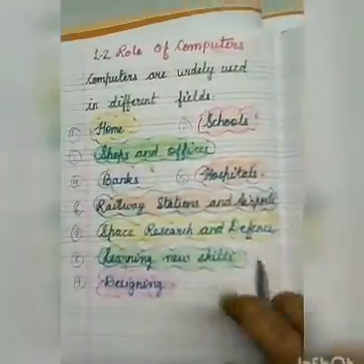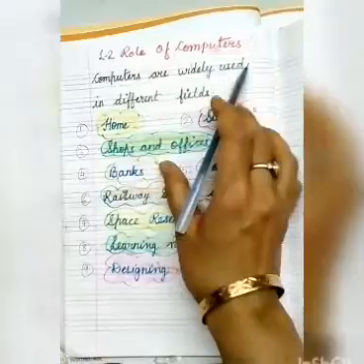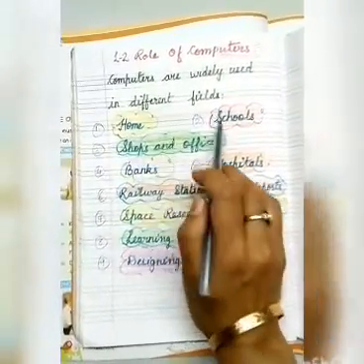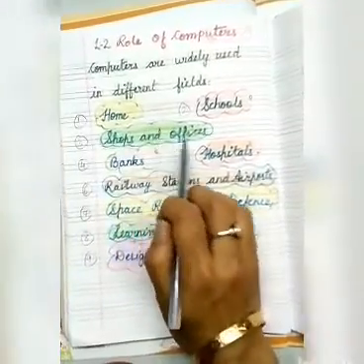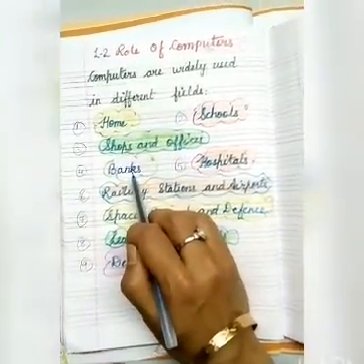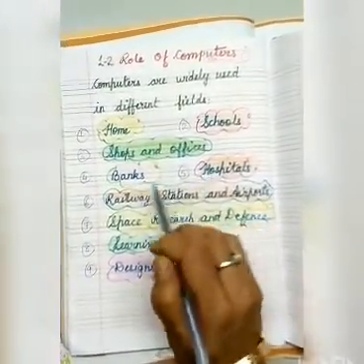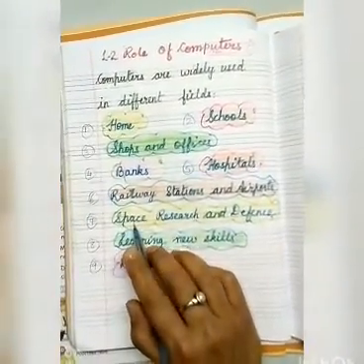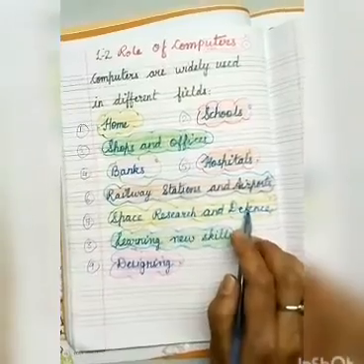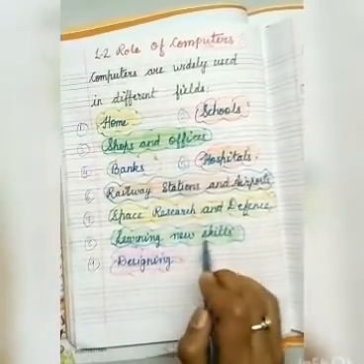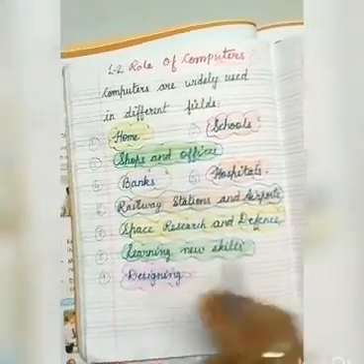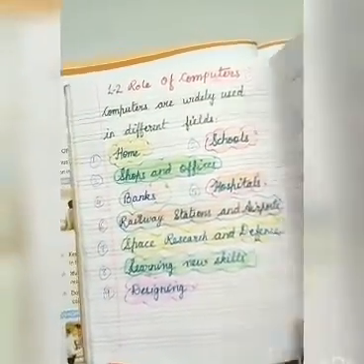Let us read. Computers are widely used in different fields such as home, schools, shops and offices, banks, hospitals, railway stations and airports, space research and defense, learning new skills, and it is also used in designing. Now let's read in detail.